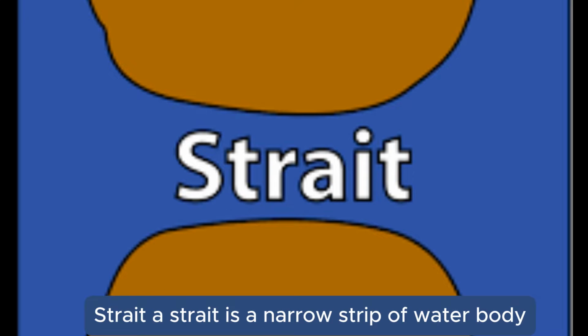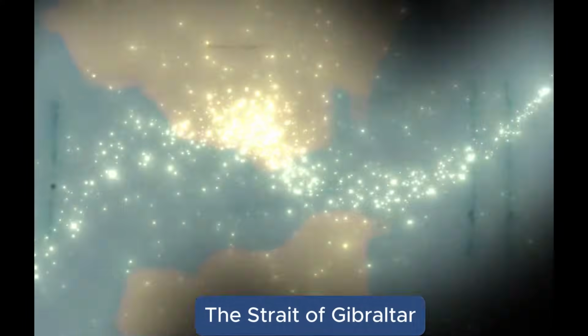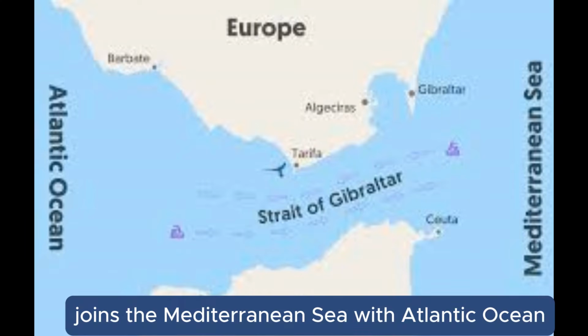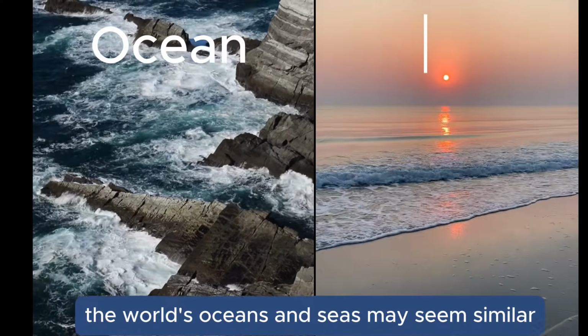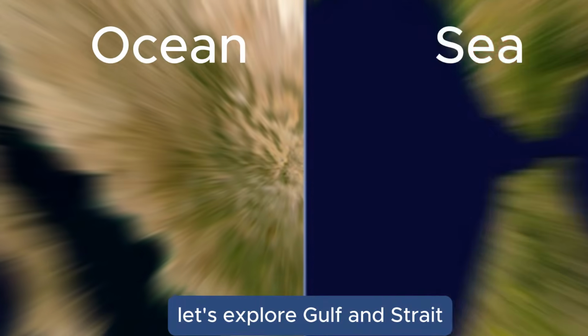Strait. A strait is a narrow strip of water body joining 2 large water bodies. The Strait of Gibraltar joins the Mediterranean Sea with the Atlantic Ocean. The world's oceans and seas may seem similar, but they have some surprising differences. Let's explore.